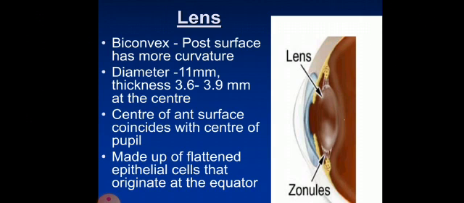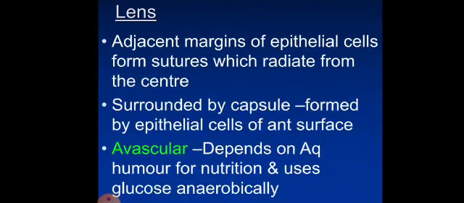It's made up of flattened epithelial cells that originate at the equator. Now the lens continues. The adjacent margins of the epithelial cells form sutures which radiate from the center. It's surrounded by a capsule which is formed by the epithelial cells present on the anterior surface.